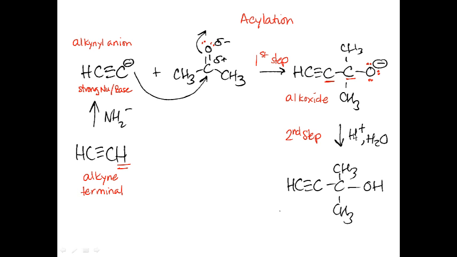Now, if we had acid or water present, this alkynyl anion is a strong enough base that it would react, and so we would deprotonate it, but then we would reprotonate it with the acid. So we have to basically make the alkoxide in one step and then add the H plus H2O in a second step to form this alkynyl alcohol.